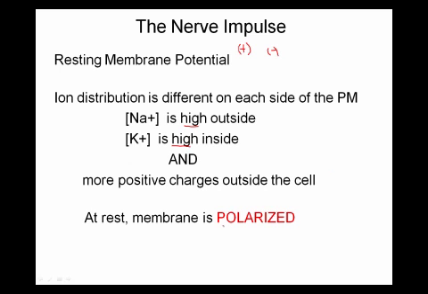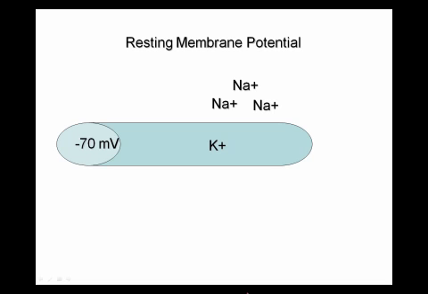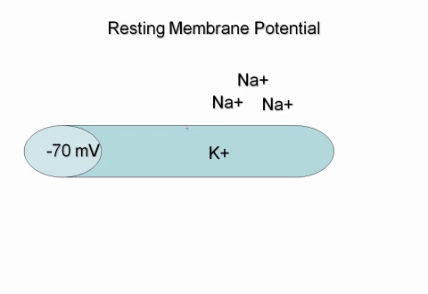So at rest, that membrane is polarized. It has one positive side, one negative side, and we can measure this voltage or potential across the membrane. The inside of the cell is negative with respect to the outside, and we can actually measure about minus 65 or minus 70 millivolts across the membrane. So here's a very simple little diagram. This cylinder that I have here represents the cell. A lot of sodium on the outside, some potassium on the inside. If we measure the voltage, we have that resting potential of about minus 70.